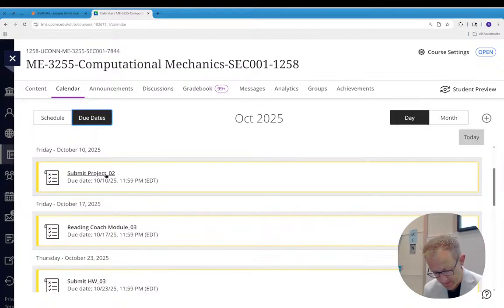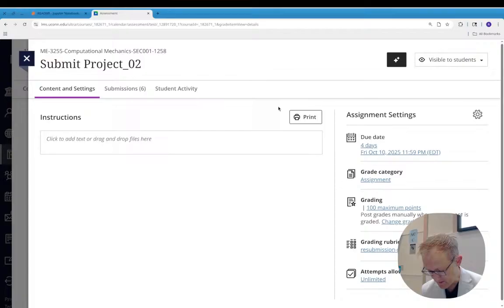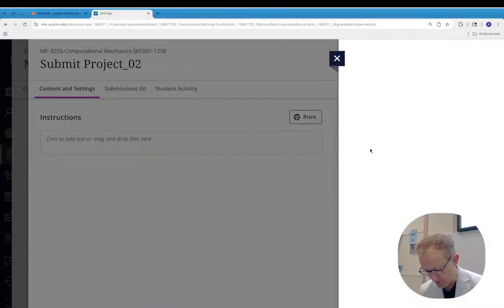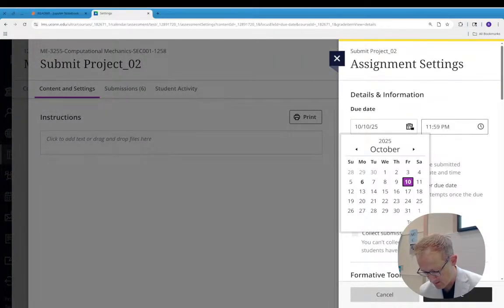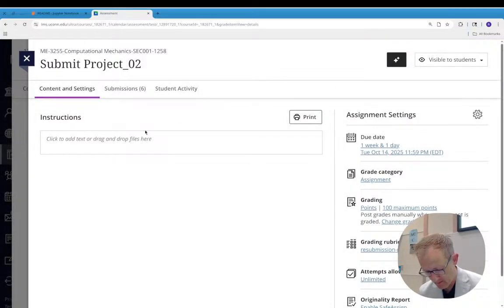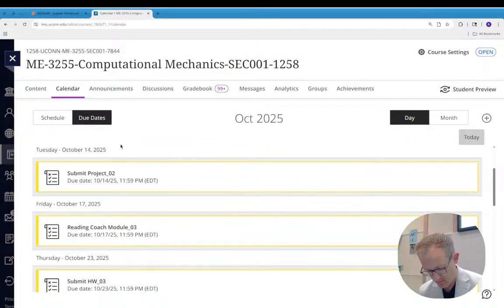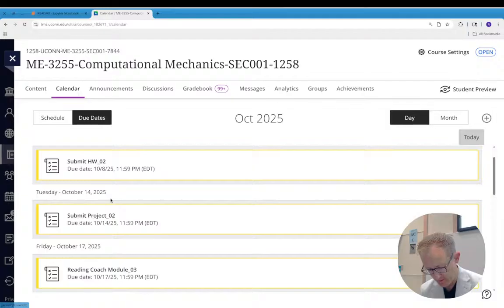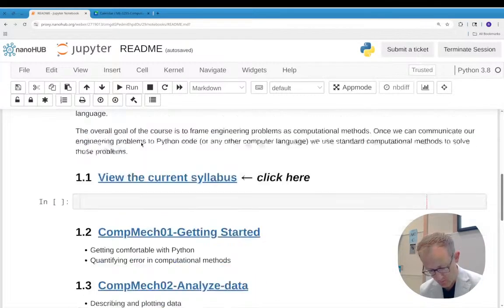So let's update that. We'll say project 2, we'll push this off till Tuesday, so we actually have time to think about it. And yeah, then we're good to go. Now, homework 2 is what we're finishing up today and Wednesday.